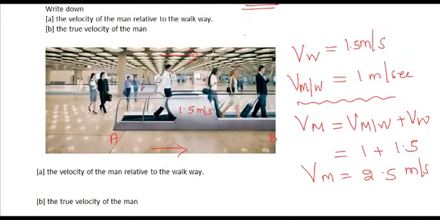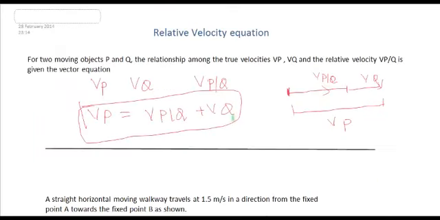So here you can make use of the velocity equation. This equation you can use, and you can call it the relative velocity equation. Right? So let's recall: Vp is nothing but Vp given Q plus Vq. Alright.